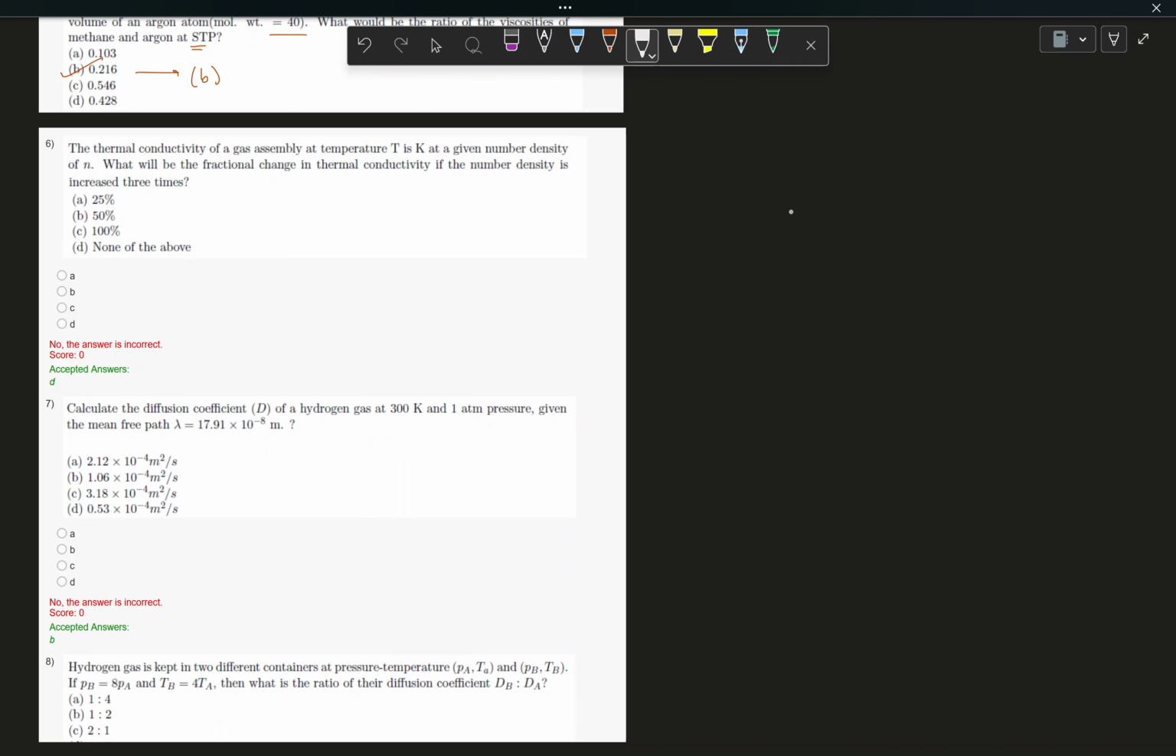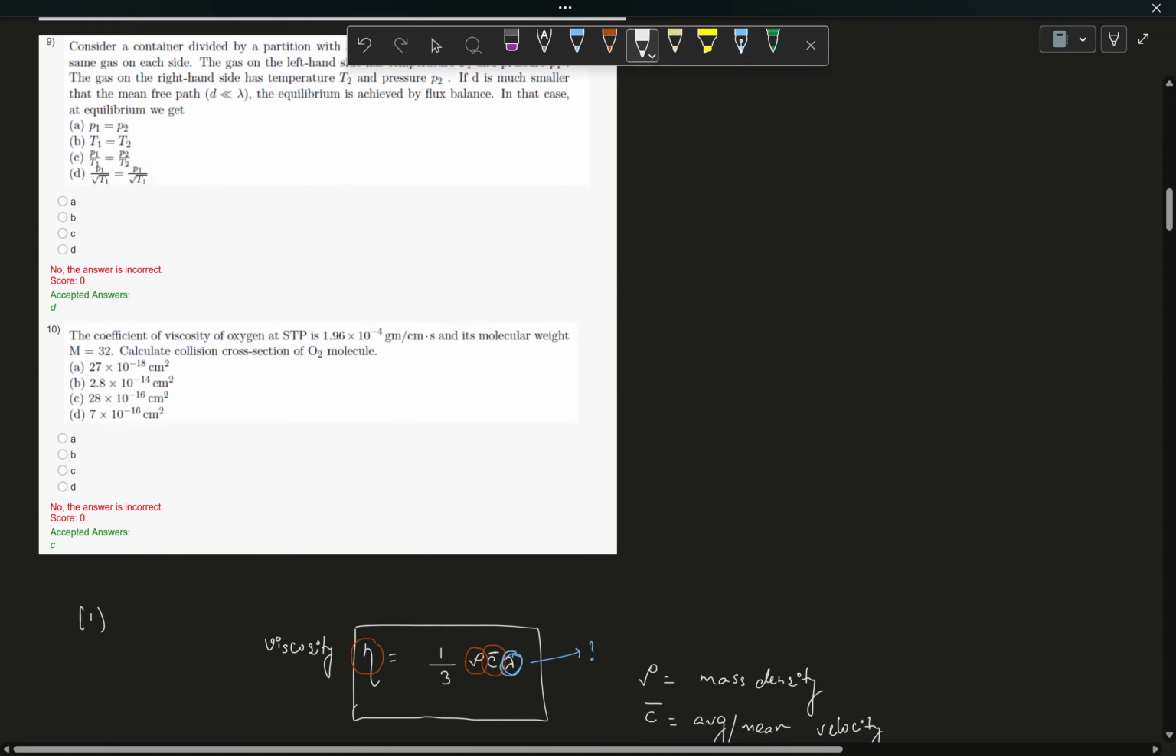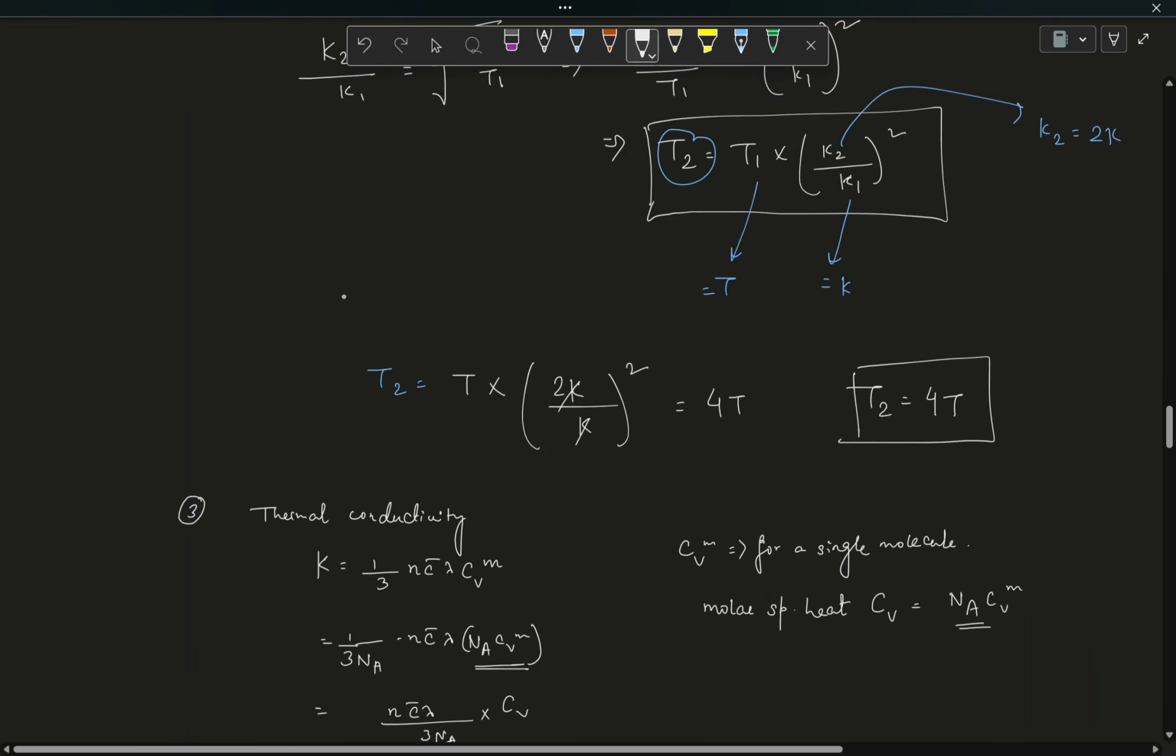And if there is a relation, then the change is calculated accordingly, because if the number density is increased thrice, then as per the formula K will also change. But if there is no dependence, then it will not change at all. So let us then find out whether there is a relation.